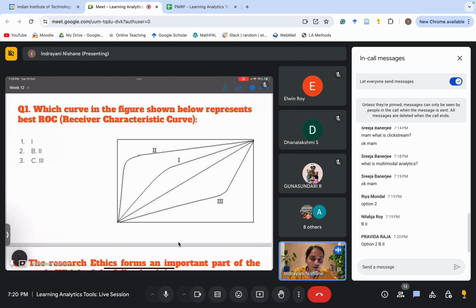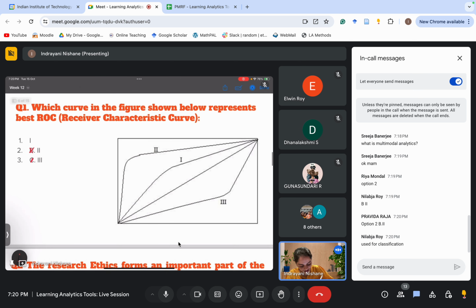I'm so happy all the options are correct. So this is my mistake, that there was either one, two, or B. I don't know why I wrote one and B and C also. So yeah, sorry for that.